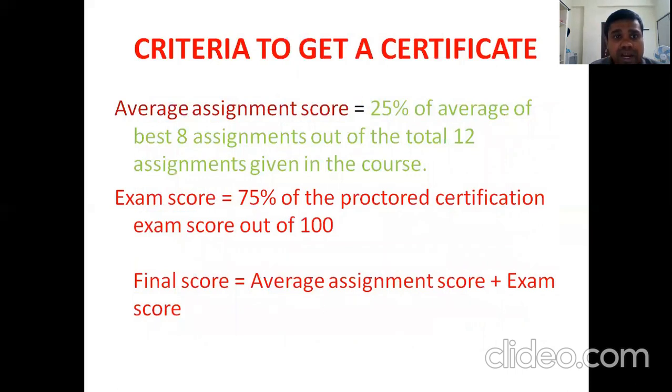The criteria to get a certificate contain the average assignment score and the exam score. The final score is equal to the average assignment score plus the exam score. The average assignment score is 25%. Suppose the total is 100 marks: the average assignment score is 25 marks, and the final exam, which is the online exam, is 75 marks. The total score is the average assignment score plus the exam score. That means the assignment contains 25 marks and the final exam contains 75 marks, so the total is 100.